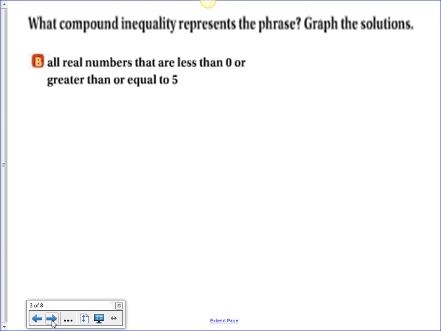So if I said, what compound inequality represents the phrase, and then graph the solution. So if it says we want all real numbers that are less than 0 or greater than or equal to 5. So what are we talking about? We would be writing this compound inequality: x is less than 0 or x is greater than or equal to 5.